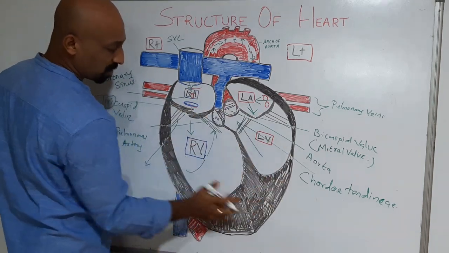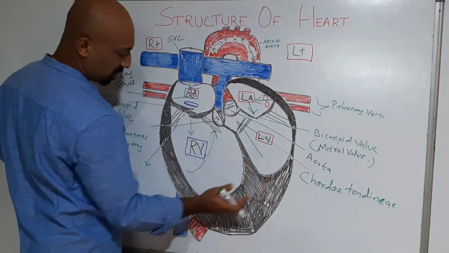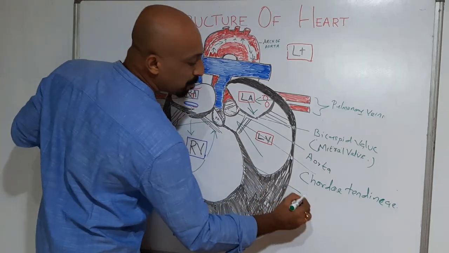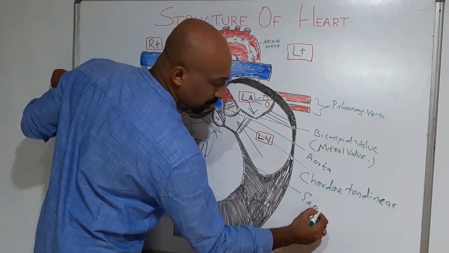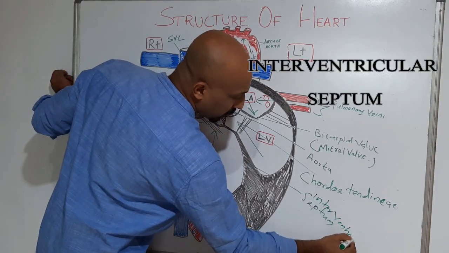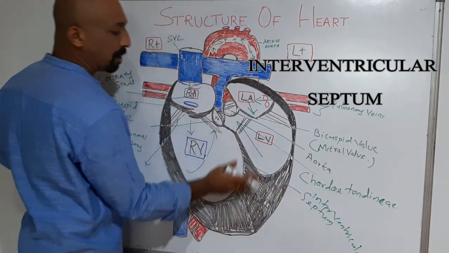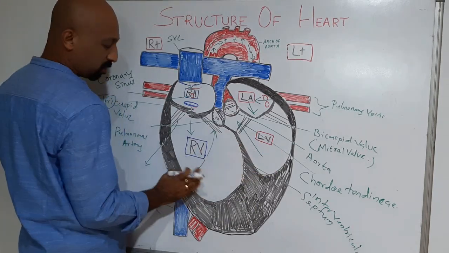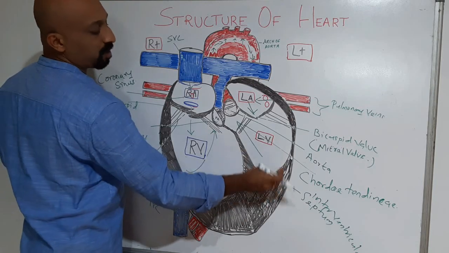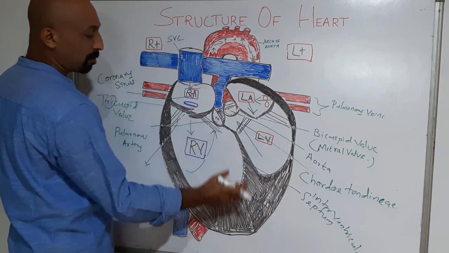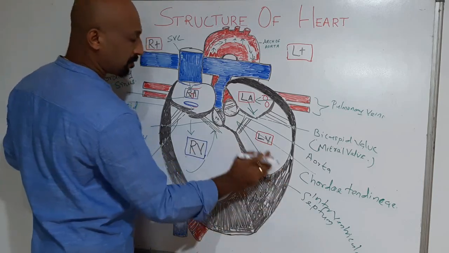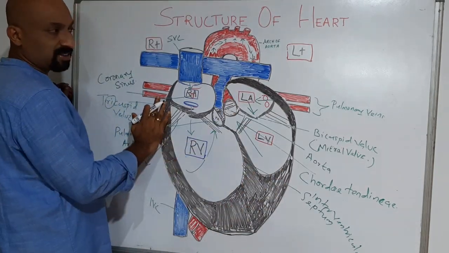The heart portion which I drew with the black area is a septum. It is called the interventricular septum, because it is between the ventricles. It is a very hard, muscular, myocardial structure. This septum divides the chambers of the heart. So these are the main structures of the heart.